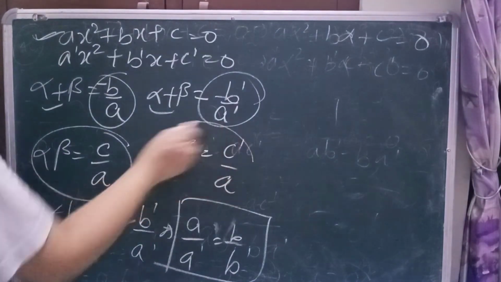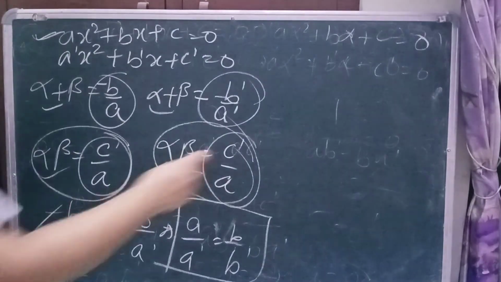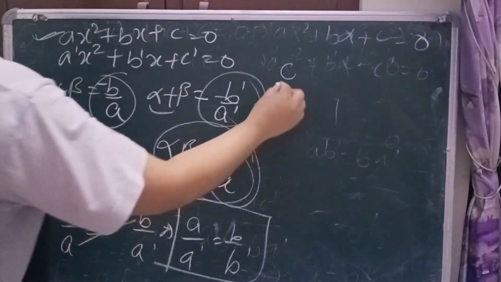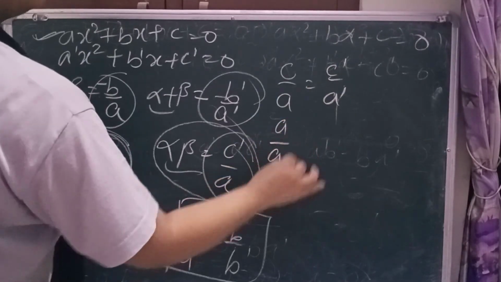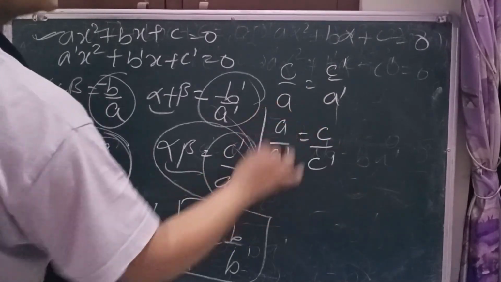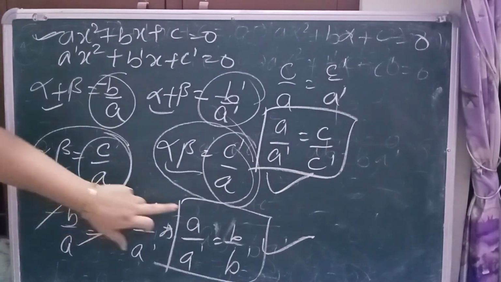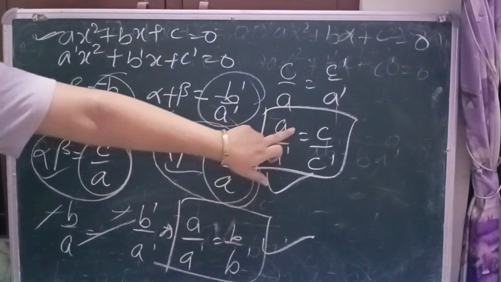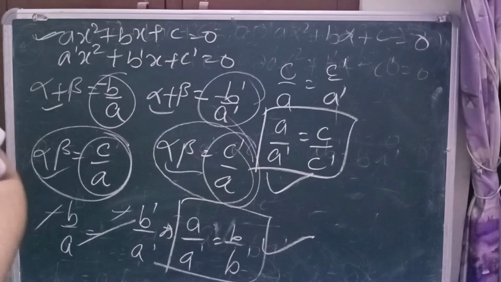Since the roots are equal, the product of the roots also will be equal. So we can write c upon a is equal to c dash upon a dash. So we can write a upon a dash is equal to c upon c dash. From these both relations, you can understand that a upon a dash is equal to b upon b dash is equal to c upon c dash. This condition we can use when both of the roots are given equal.